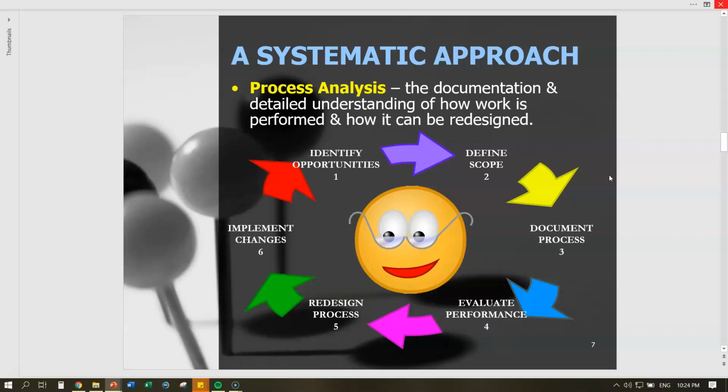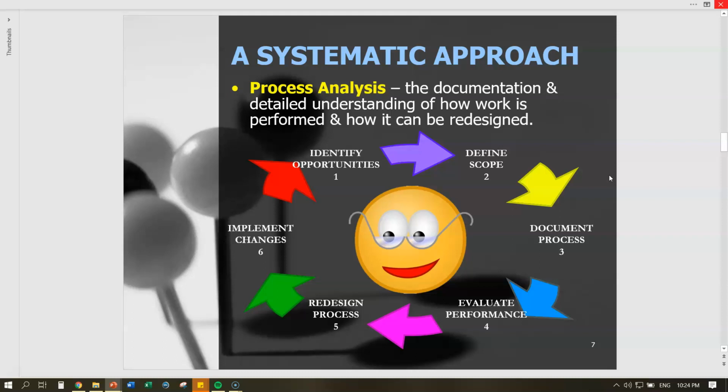redesigned. So basically, if you want to do process analysis, there are certain steps that you need to follow, which is the first one, identify opportunities. Tengok dekat mana tempat yang boleh ditambah baikkan dia punya proses. Second is define scope. Scope yang either you punya scope untuk re-engineering tu besar, melibatkan ramai customer, melibatkan banyak department, ataupun hanya certain scope sahaja, a small scope. Next is document process.